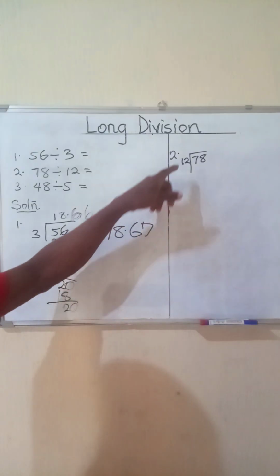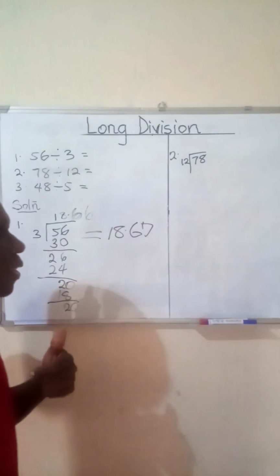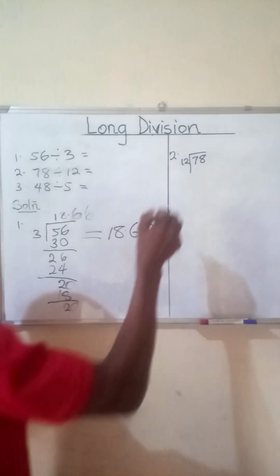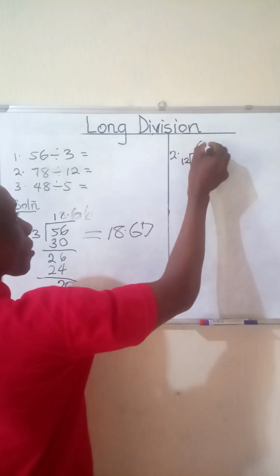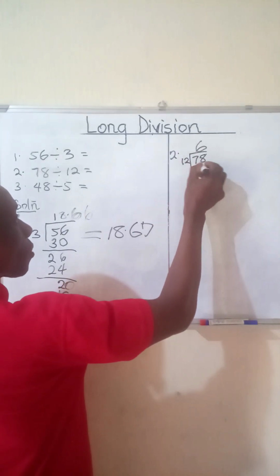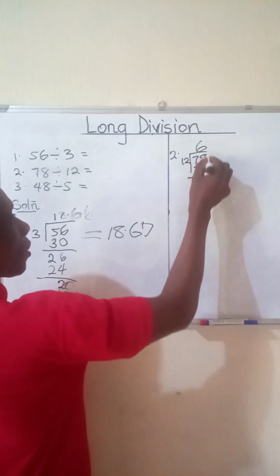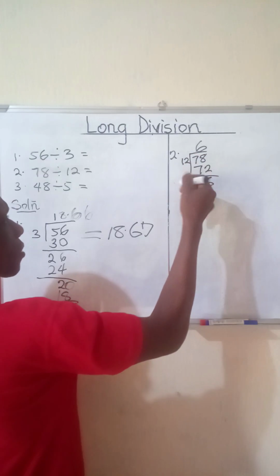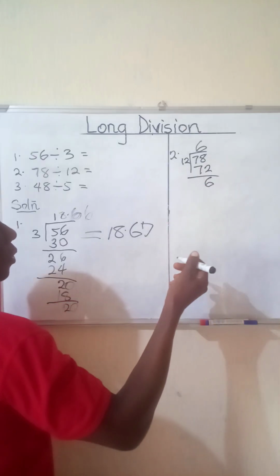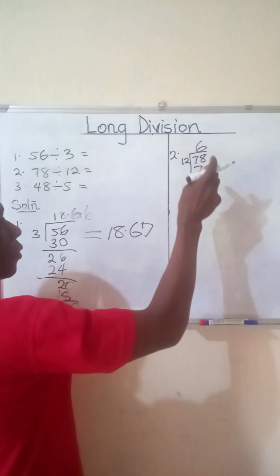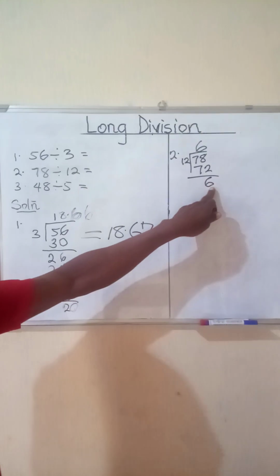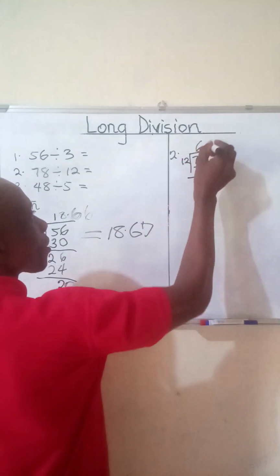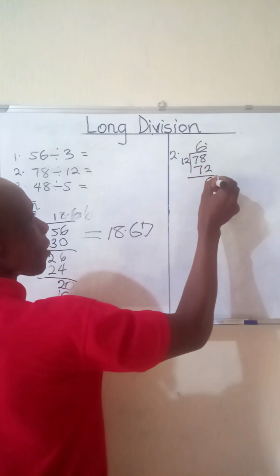What do we have? 12 times what will give you 78, or a number closest to 78. You see, it's going to be 6. Okay? Because 6 times 12 is 72. So we subtract 8 minus 2. What do we have there? 6. 7 minus 7. Okay, that's 0. So we repeat the process. 12 goes into 6. Here, the dividend is less than the divisor. So what do we do? We come up here, fix a decimal point, and then add 0 here.